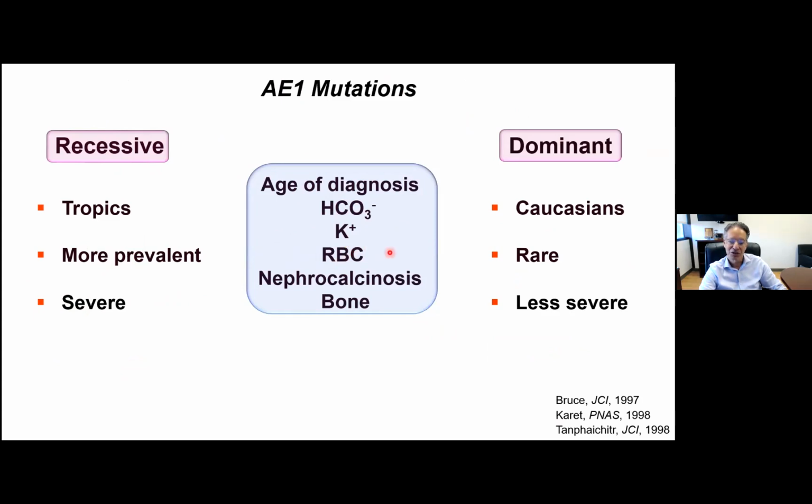Because, as I mentioned, this protein is also in red cells, they get red cell morphologic changes. They have nephrocalcinosis also, and they can get bone abnormalities also. When it's in the dominant form, it tends to be more in North America, involving Caucasians. It's quite rare, and the phenotype is less severe.